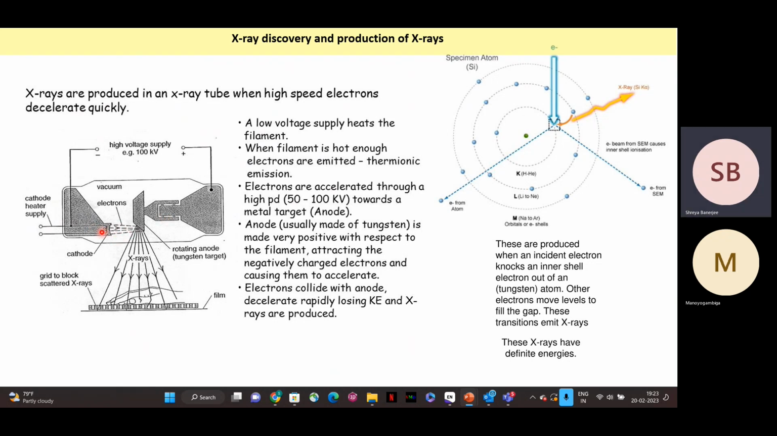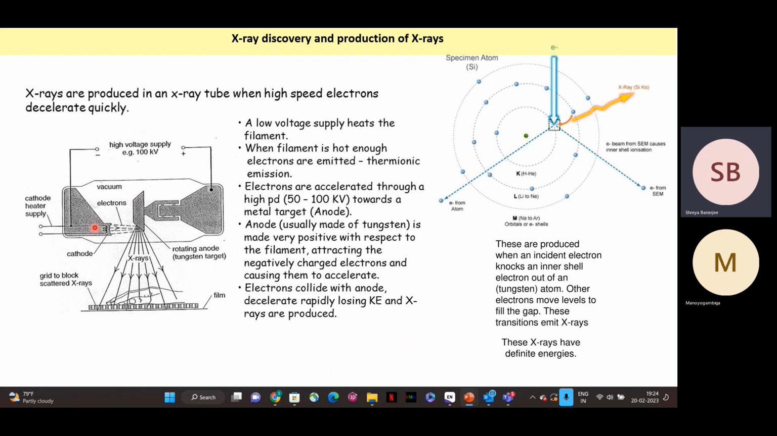When the electrons are emitted, they are accelerated through a high potential difference of around 50 to 100 kilovolts towards a metal target called the anode, which is positively charged. So there is a positively charged target and the electrons are attracted towards it and accelerated. The anode is usually made of tungsten and is made positive with respect to the filament, attracting the negatively charged electrons and causing them to accelerate.